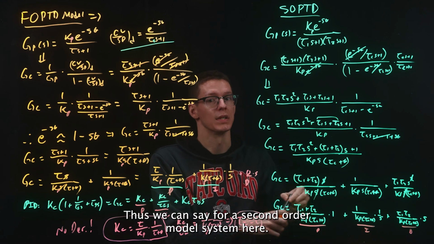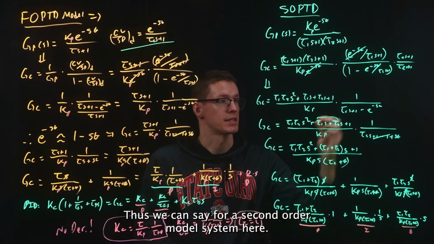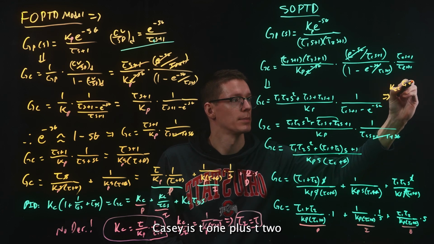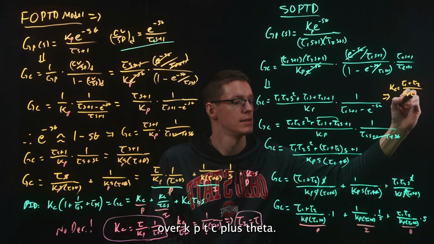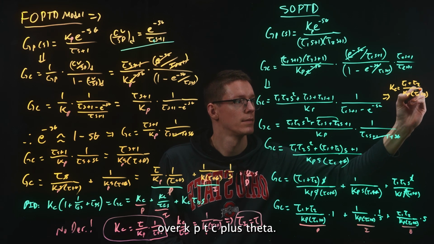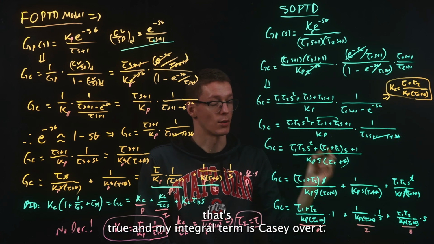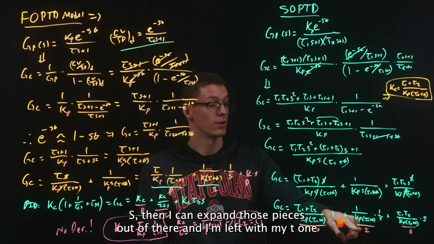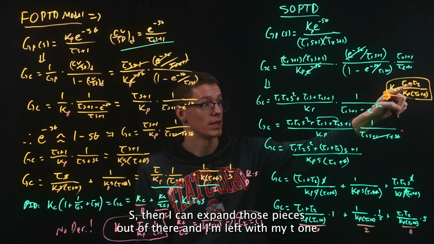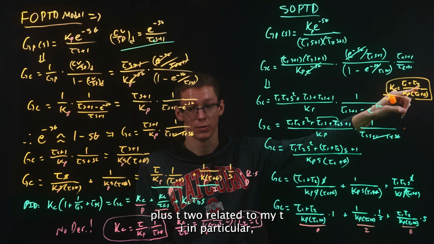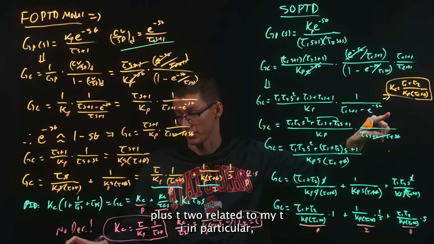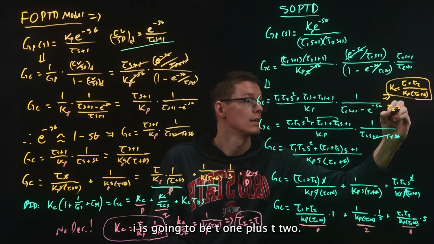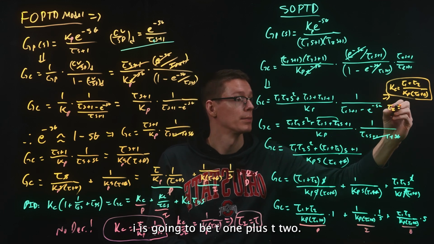Thus, we can say for a second order model system here, I'll just write it over here, Kc is T1 plus T2 over Kp Tc plus theta. And so if that's true, and my integral term is Kc over Ti s, then I can expand those pieces out, and I'm left with my T1 plus T2 related to my Ti in particular, which in this case means that Ti is going to be T1 plus T2.